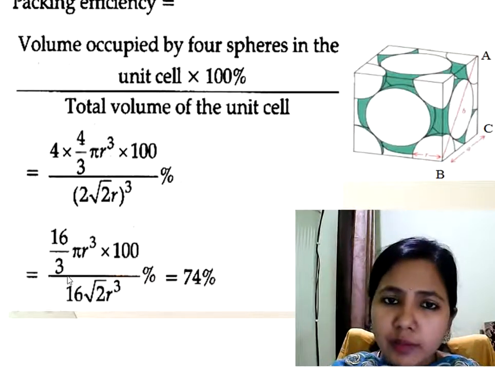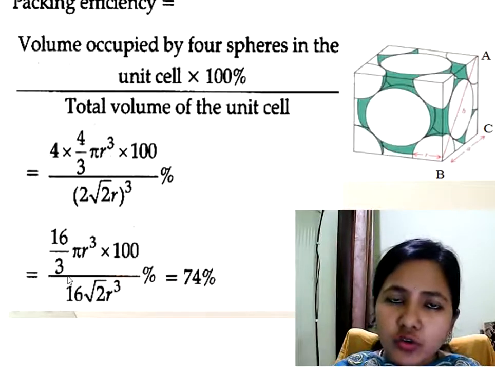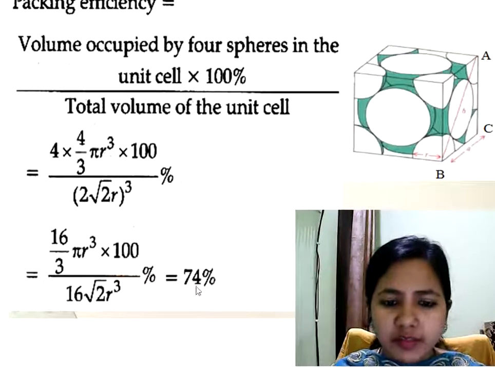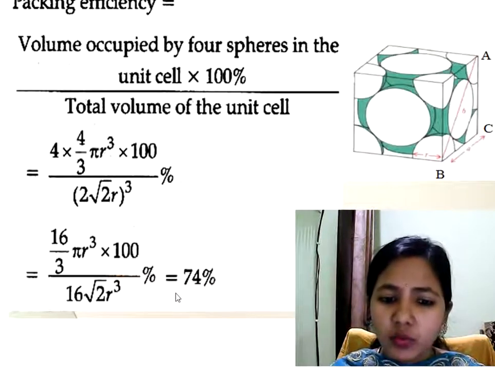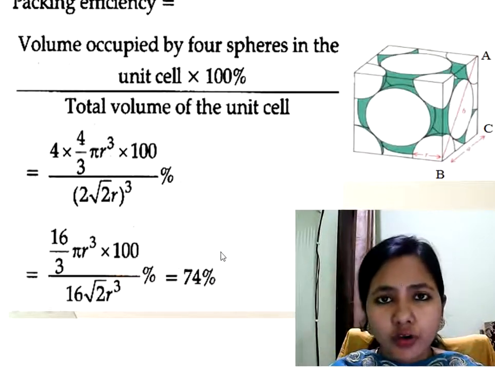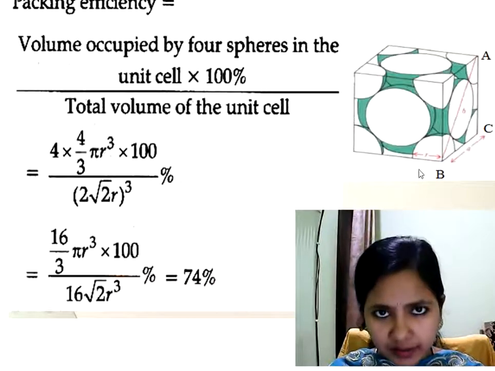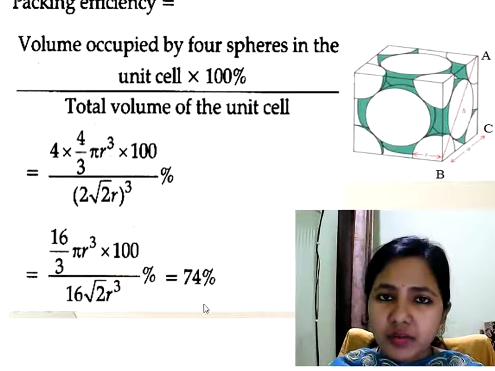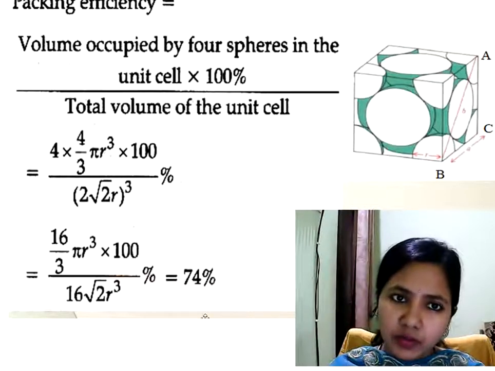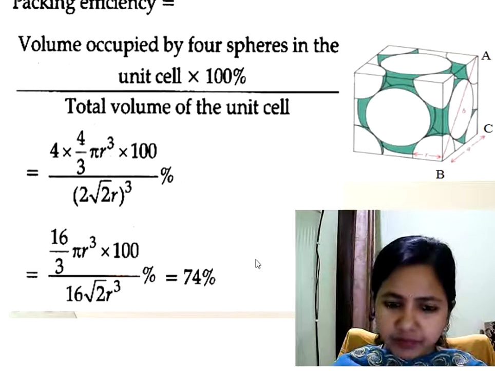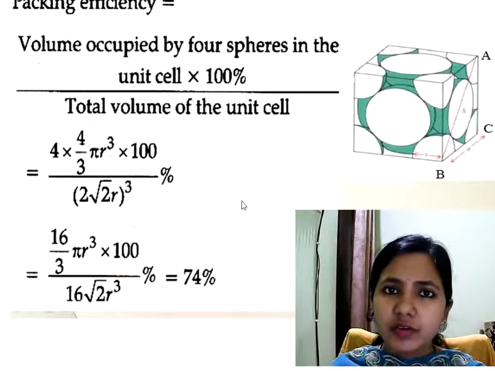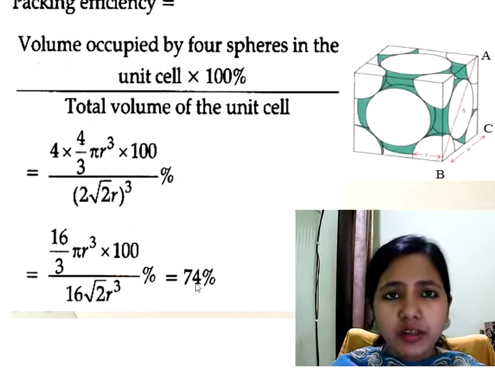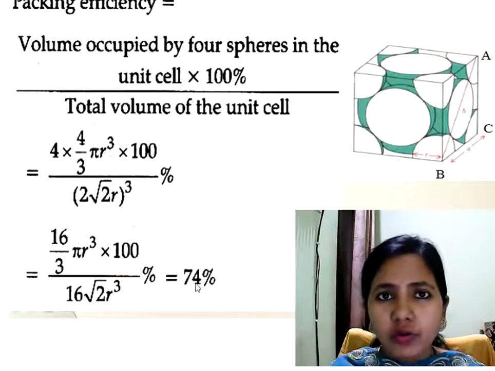Now students, can you tell me which one out of these three is going to be more efficient? Right, it is your FCC, because here the packing efficiency is more. It means 74% is occupied by the constituent particles. Now if we have to find out the voids here, we can simply write 100 minus 74, and we will get the value of voids. In all three cases, to find the voids, you can simply subtract the packing efficiency from 100. You will get the value of your void percent.